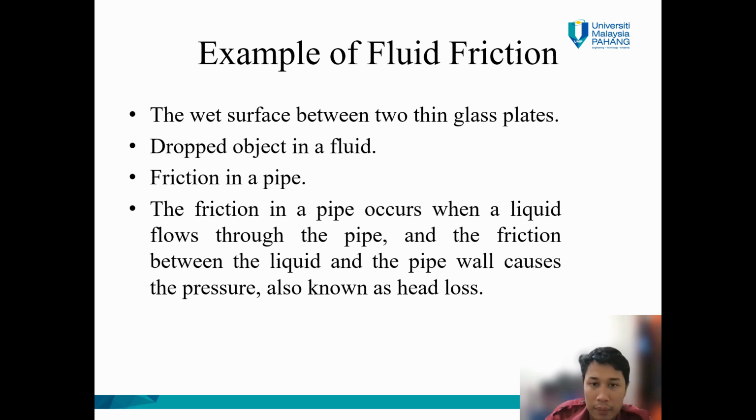Here are some examples of fluid friction. Firstly, the wet surface between two thin glass plates, then a dropped object in the fluid, and finally the friction in the pipe. The friction in a pipe occurs when a liquid flows through the pipe, and the friction between the liquid and the pipe wall causes the pressure loss, also known as head loss. In this lab, we're going to focus on the final example, which is friction in a pipe.